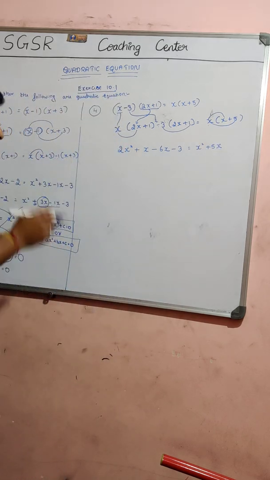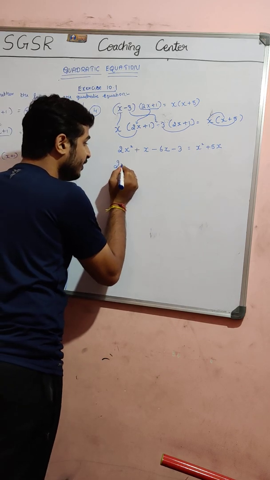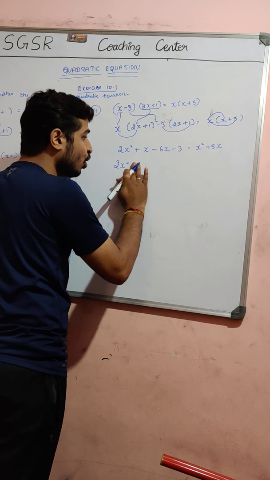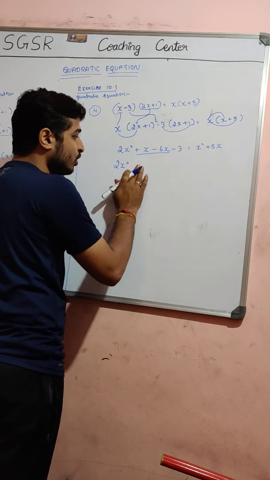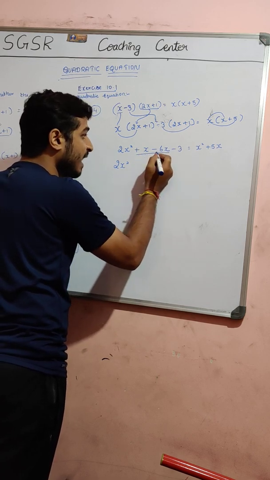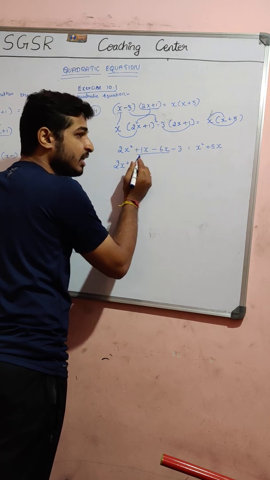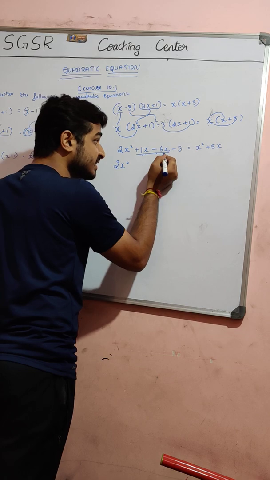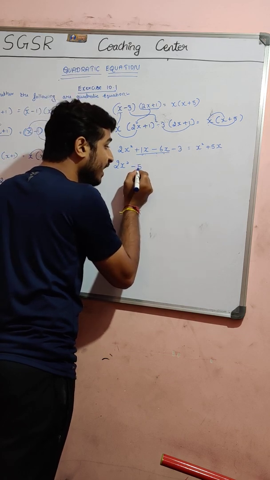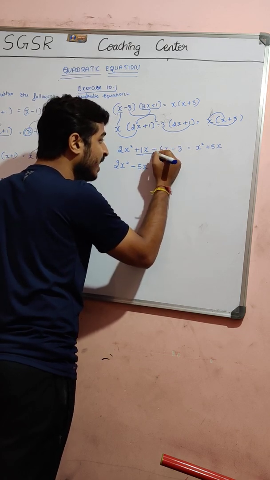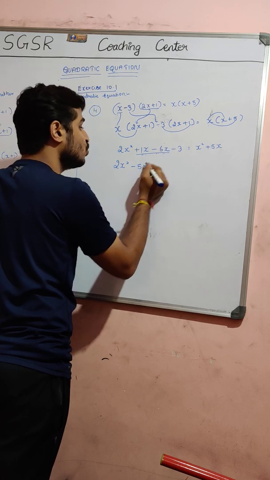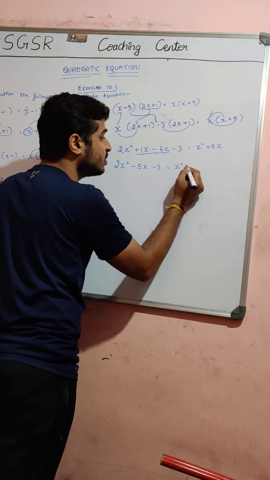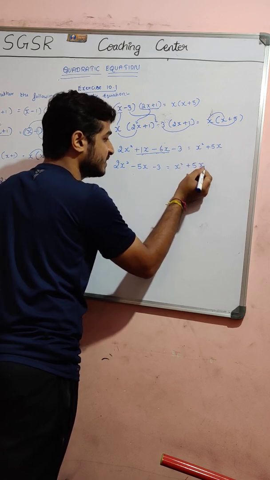Okay students, now we will shift the equations. So 2x square plus. So now it is like terms. So what it becomes? x minus 6x. So 1x. x means students, it is 1x. Okay. 1x minus 6x. It becomes minus 5x. Which is greater? 6x is greater, so you should write minus 5x. Minus 3 is equal to x square plus 5x.